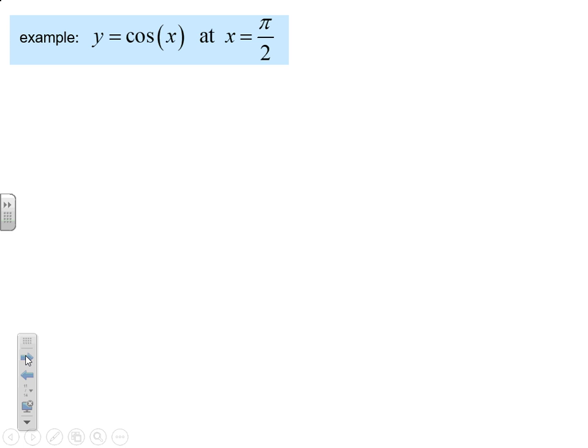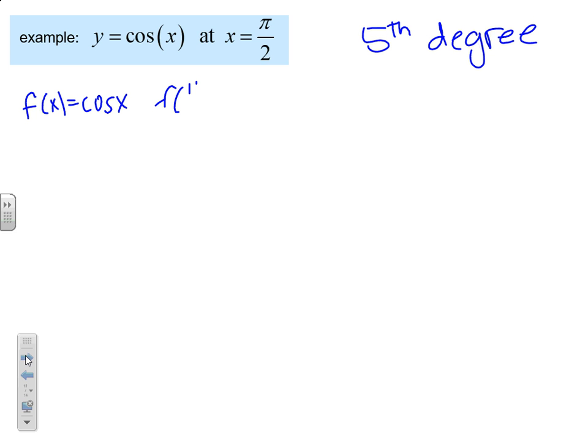Yep. And let's go ahead and create a 5th degree Taylor polynomial. If we want a 5th degree Taylor polynomial, how many derivatives do we need? Well, we would need up to the 5th derivative. Okay? So, our function is cosine of x, evaluated at pi over 2.